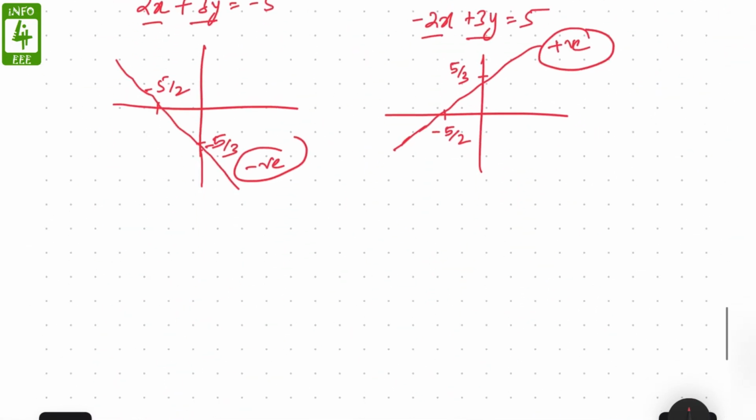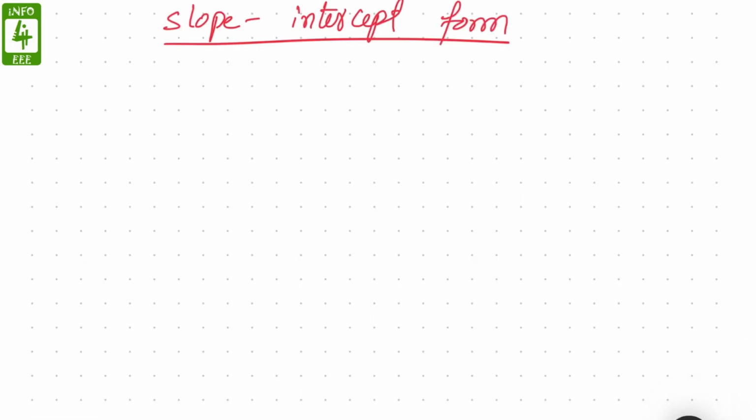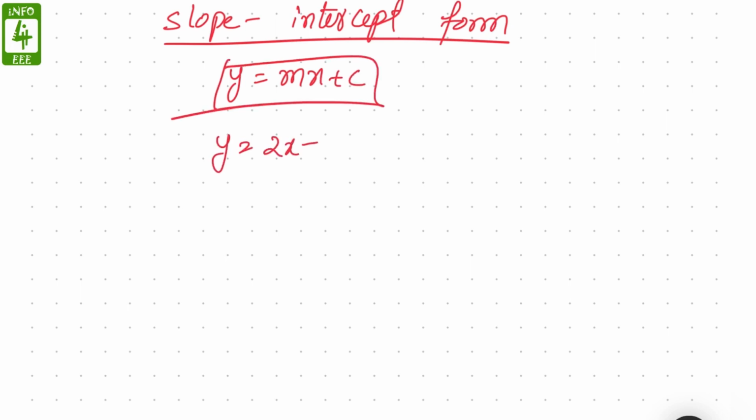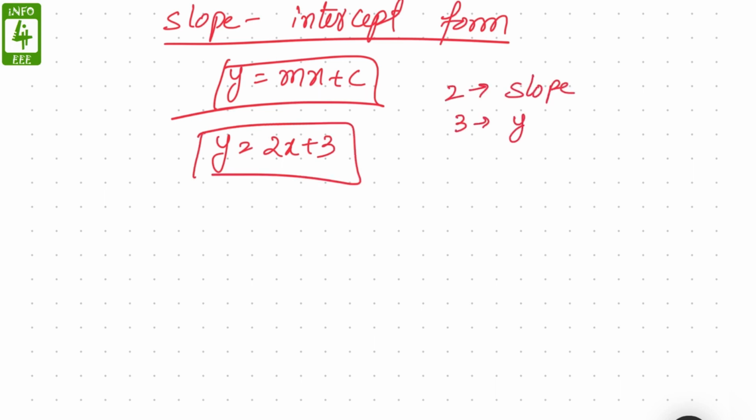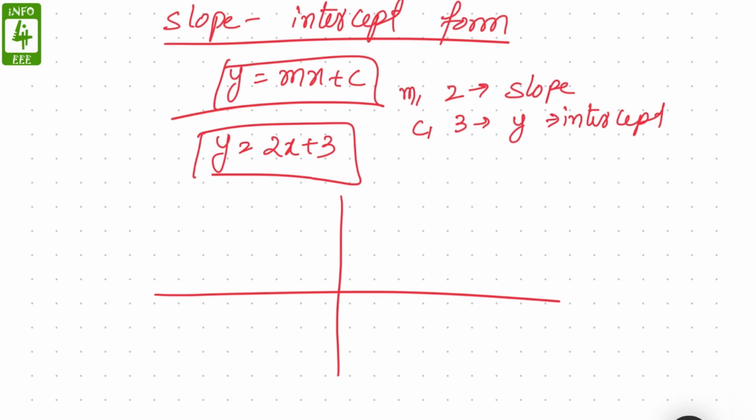Now let's move to the second form, which is slope intercept. The slope intercept form says that y is equal to mx plus c. It means that y is equal to, let's say, 2x plus 3. Here 2 is your slope and 3 is your y-intercept. This is your m and this is your c. It means the slope is positive and the y-intercept is 3. So this is 1, 2, 3, and this is your y-intercept. If x is 0, then y is this, and the slope is positive 2.